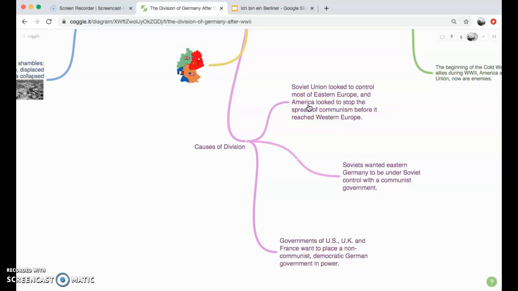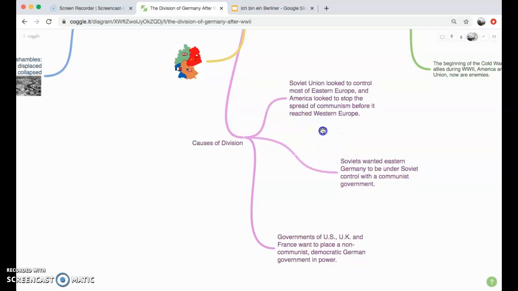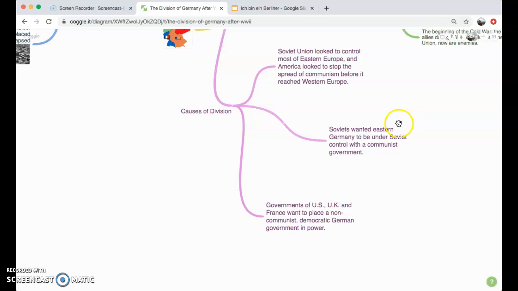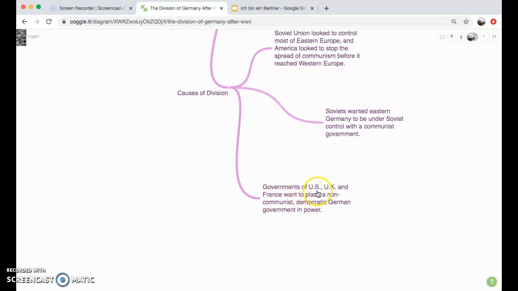But America looked to stop the spread of communism before it moved any further west. So the Soviets warned that they were going to put a Soviet government control on Eastern Germany, where there would be a communist puppet state in the larger Soviet Union satellite state network. However, the governments of the United States, the United Kingdom, and France wanted to place a non-communist government in all the parts of Germany.